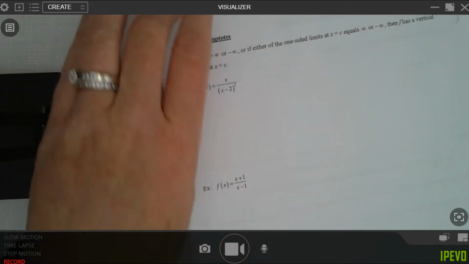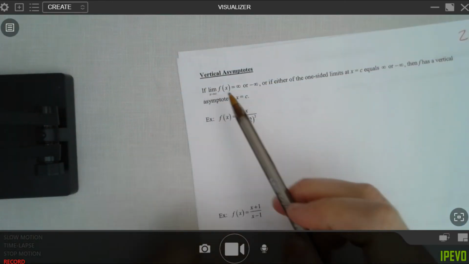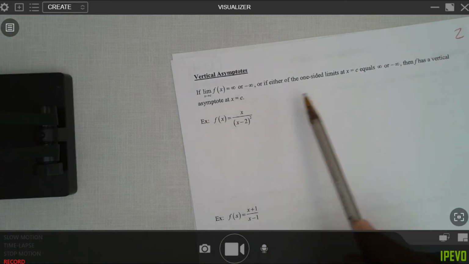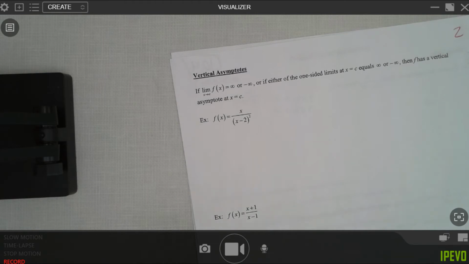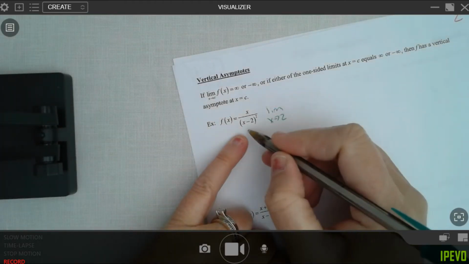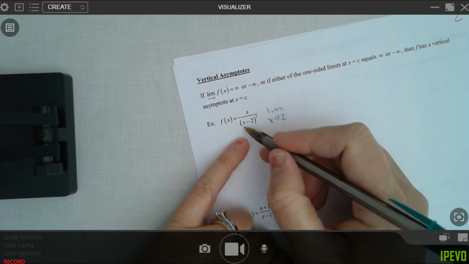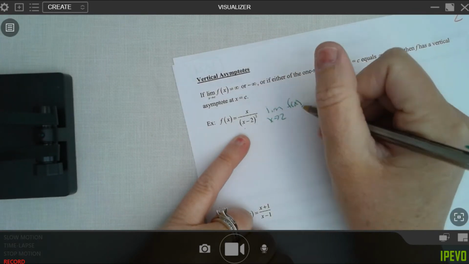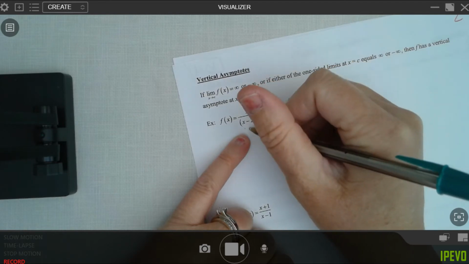So on the back, you can say that there's a vertical asymptote if your function is going to infinity or negative infinity on either side of the value. So this right here, we would say the limit as x approaches 2. We know that's a vertical asymptote just because it makes the bottom equal 0. But if we say the function as x approaches 2, then this is going to positive infinity each time.